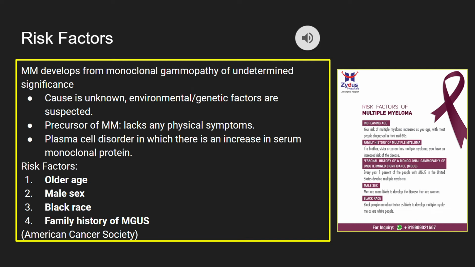So usually people have no idea that they have it unless they get a blood test and see that there is an increase in serum monoclonal proteins, those M proteins that we talked about. The risk factors for this disorder are older age, the male sex, Black people are at more risk than other races, and a family history of the disorder.